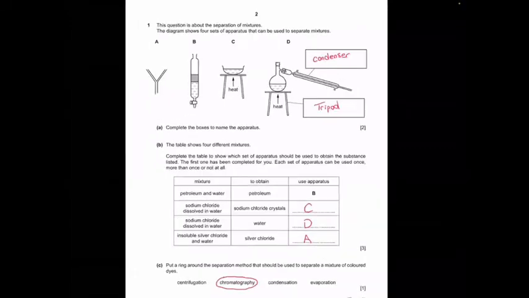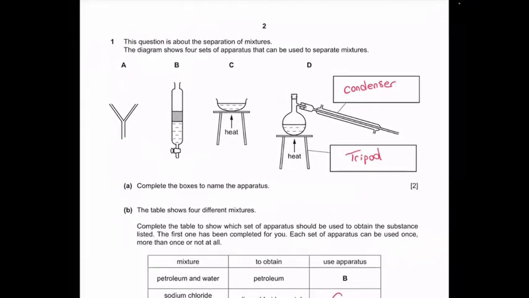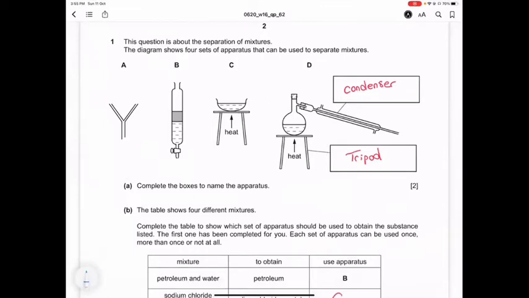November 2016, paper 6, variant 2. The question is about the separation of mixtures. The diagram shows 4 sets of apparatus that can be used to separate the mixture. Complete the boxes. Okay, this is the condenser. Of course, you can say Liebig condenser, but it's not needed. You can only say condenser.